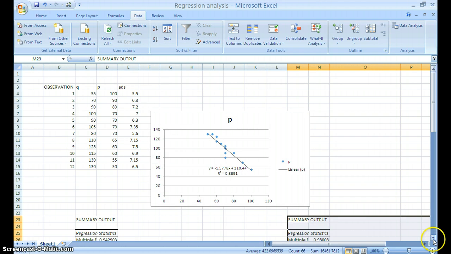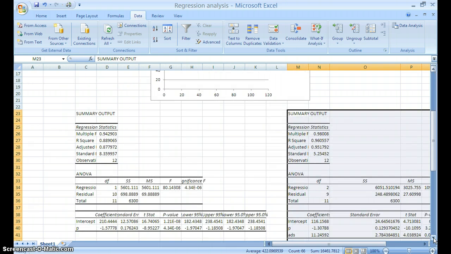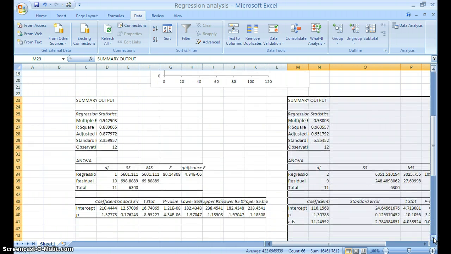So now I have the regression analysis for the two variables. And the R-squared is now 0.96. I have now explained 96% of the variation in the data, which means that I now have a way of predicting by knowing what my price is and knowing what my advertising spending is. I can predict what my quantity sold will be. All right, and the adjusted R-squared is still very, very close. And let's see if we can get over to the F.